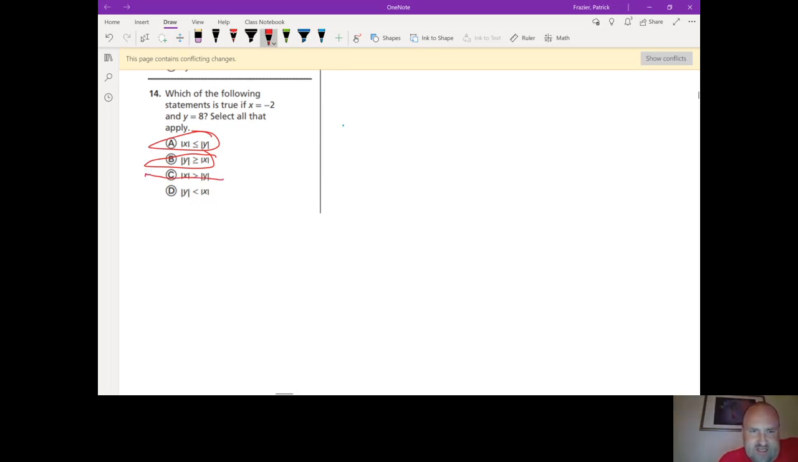And then next, the absolute value of 8, which is 8, is less than the absolute value of negative 2, which is 2. So 8 is less than 2. No, that's not true. 8 is not less than 2, and 2 is not greater than 8. So C and D are wrong. But B, which says 8 is greater than or equal to 2, is correct. And A, which says that 2 is less than or equal to 8, is correct as well. So that's all she wrote.